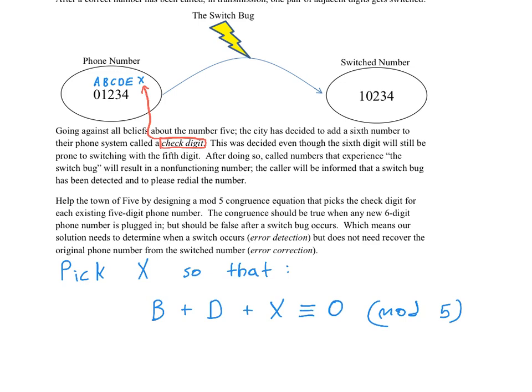Let's try to prove that this setup will always detect the switch bug, no matter which 2 digits are getting switched and no matter what the digits are. So since we alternated the coefficients 0 and 1, 0 and 1, 0 and 1, it doesn't matter which 2 digits we pick to swap. The only thing is we, of course, want to pick 2 digits that are different. If like 1 and the digit 1 swap, there is no error anyway. So let's start with that.